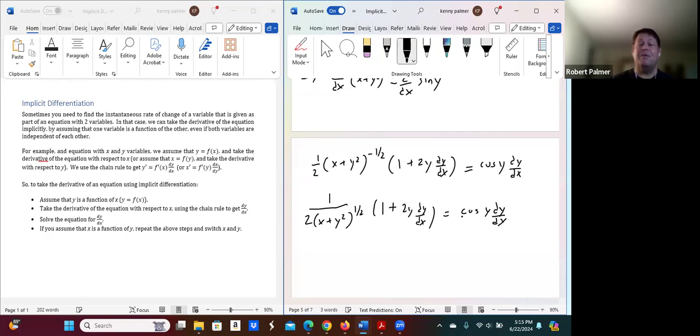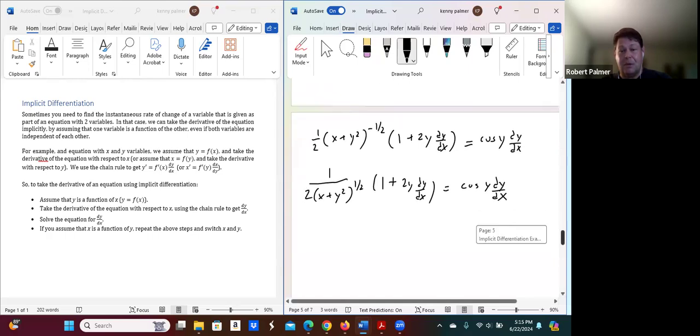Okay. Now, if you notice, like we had in the previous example, we need to get these dy over dx terms together. And we essentially do the same thing. Remember, the last one we had something like an exponential expression. Here, we distribute it and do the same thing.